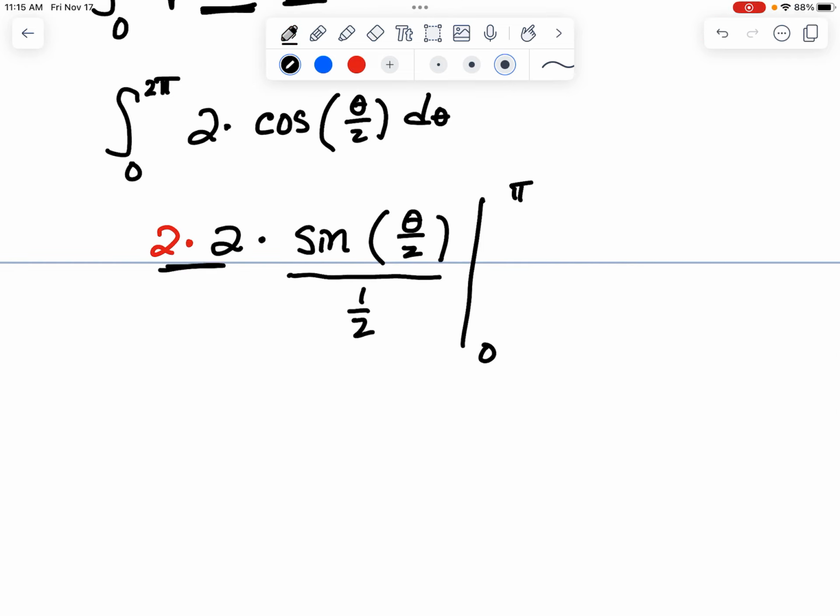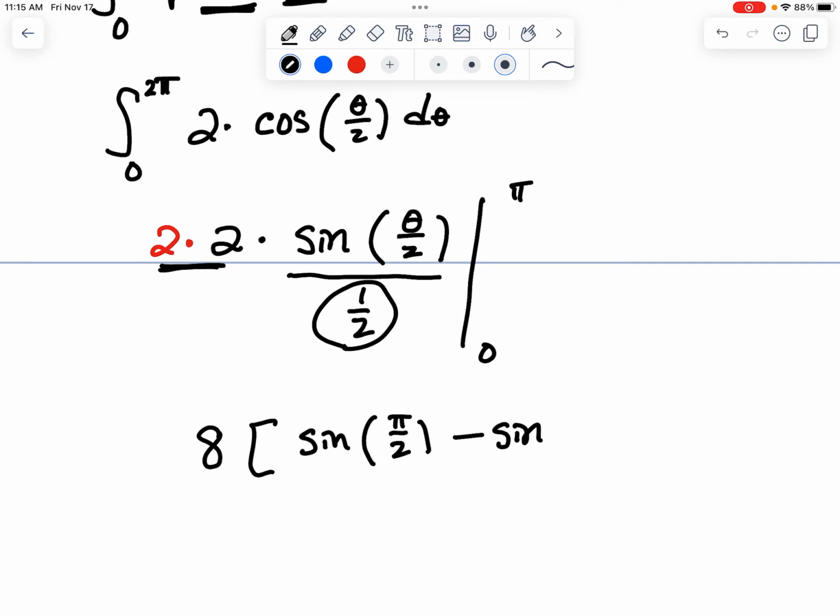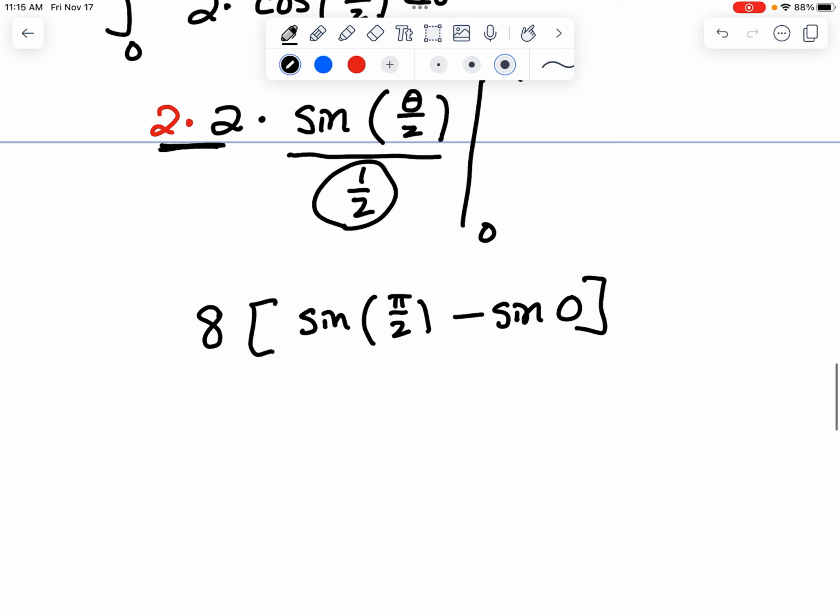All right, so this is a 4. When you divide by this 1/2, that means that you invert and multiply, which means there's going to be 2 times 2 times 2, also known as 8. And then it's going to be sine of pi over 2 minus sine of 0. And then the sine of pi over 2 is a 1. The sine of 0 is 0. So that means that it's going to be 8 times 1. So the answer is 8.